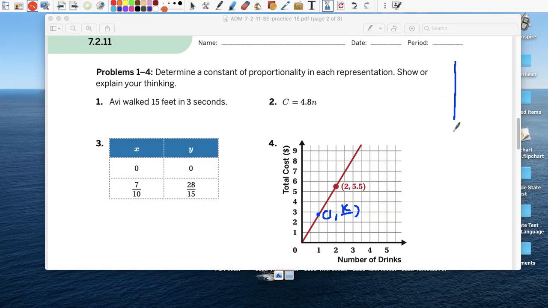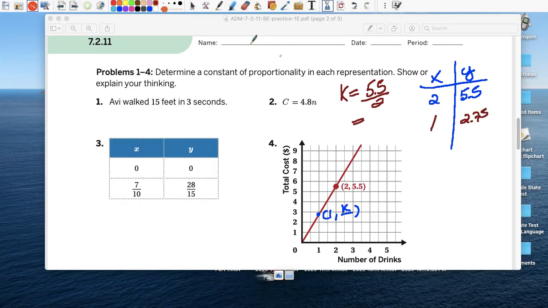So again, put it as a table. I have x and y. My x is 2, my y is 5.5. So how do we find the constant of proportionality? Again, I'm going to take 5.5 divided by 2, which is 2.75. So if I have 1 over here, it would be times 2.75. So there's my constant of proportionality. So for 1, my k is 2.75.